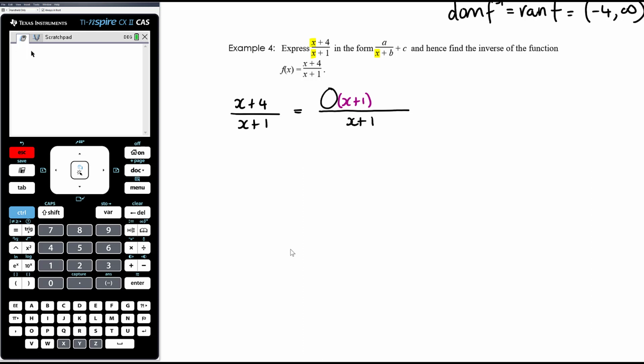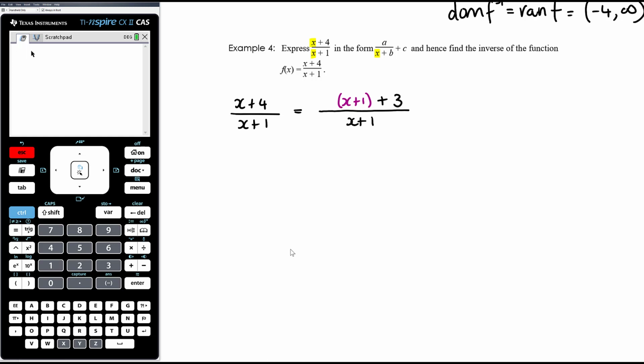Now, sometimes you might have to put a number out here. You might need 2 out here if there was a 2x plus 4 up here, but we don't need any number there because we've only got 1x, and we've already got 1x there. But we've now got x plus 1 in the numerator, and it has to be equal to x plus 4, so we're just going to write it like that.